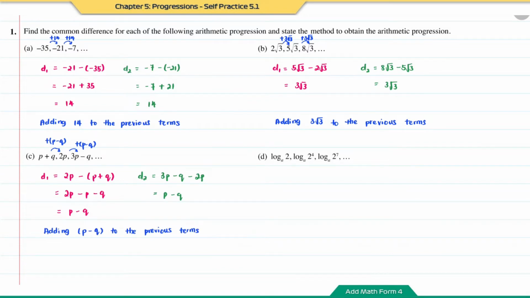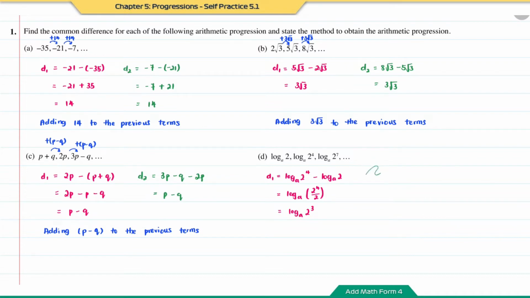Question D. The arithmetic progression involving logarithms. To find the common difference, the first one I'm going to use is log base a of 2 to the power of 4 minus log base a of 2. Now these two logs are of the same base. Using the division law, this will be log base a of 2 to the power of 4 divided by 2. So here it's going to give you the answer of log base a of 2 to the power of 3.